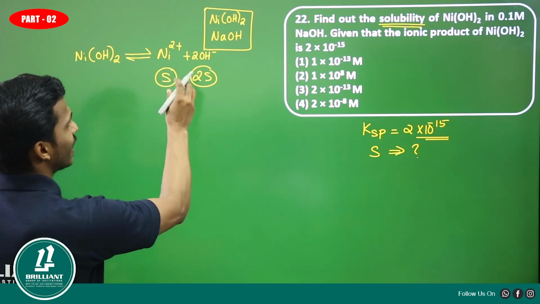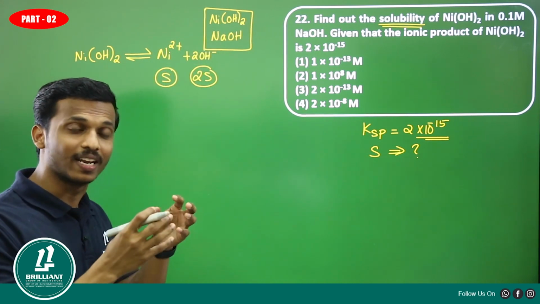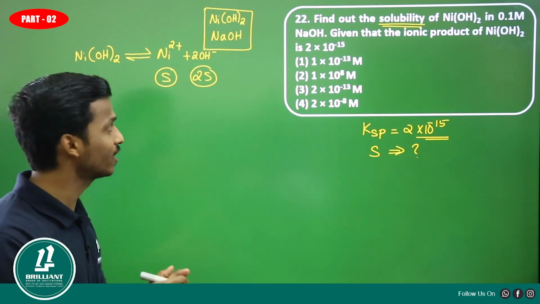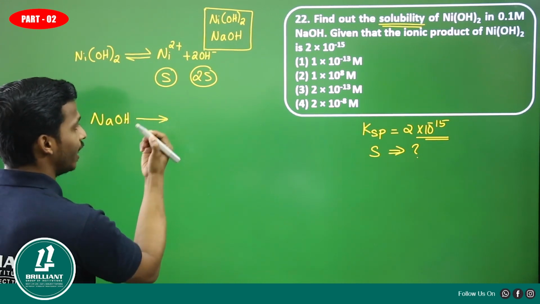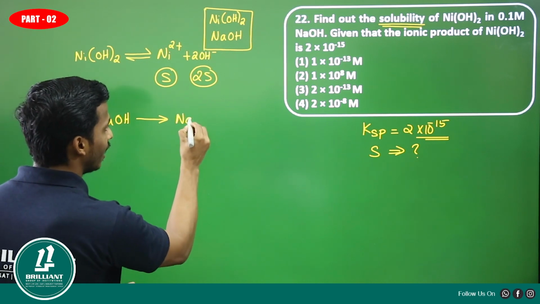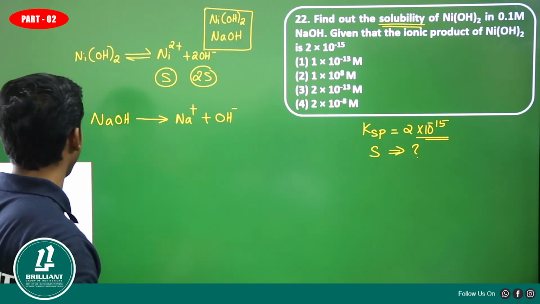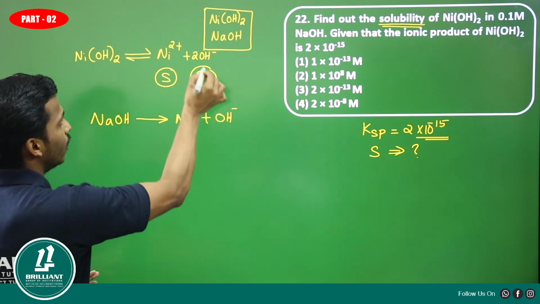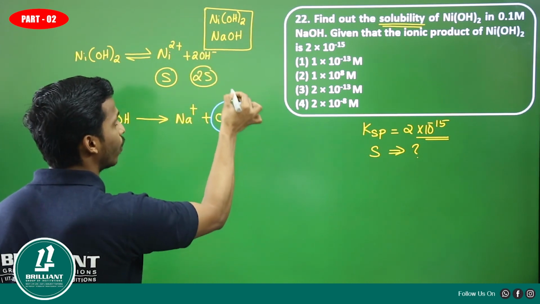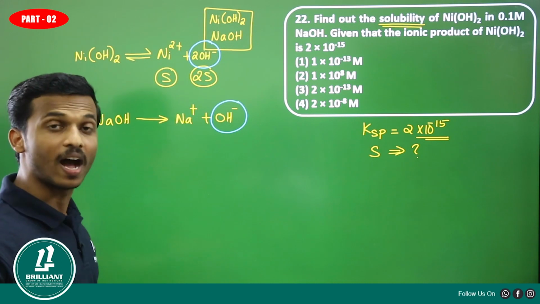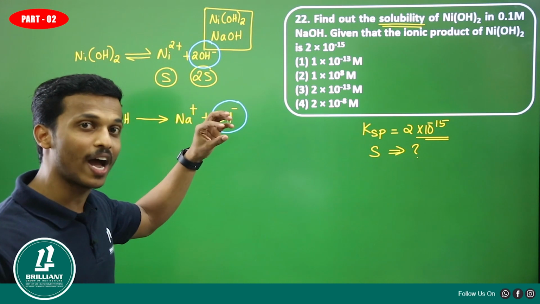Now, if it is S and 2S, see students, here Ni(OH)2 is present in NaOH. NaOH on dissociation will give Na+ and OH-, right? So in your compound, you have 2 types of ions: Ni2+, OH-, Na+, OH-. Which is the common ion in the system? The common ion is hydroxide ion, OH-. So this is called the common ion effect.